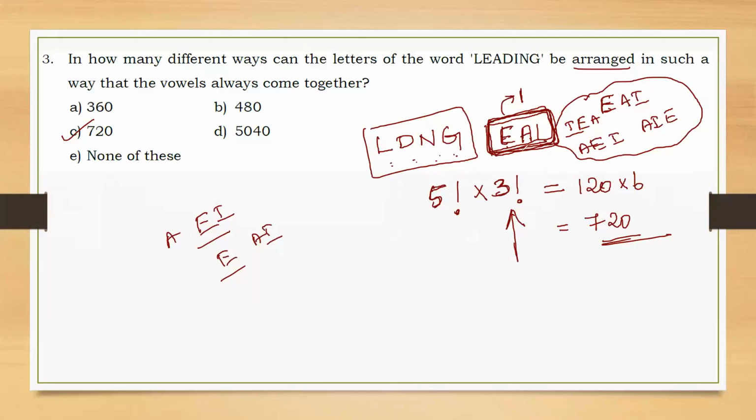Then inside the box we have 3 letters, right? To arrange 3 letters, we have 3 factorial. In that case, these are the possible ways. Okay, so always you treat the vowels as a single person. Then inside the box, again, you have to arrange them.